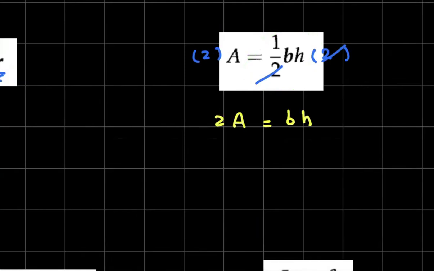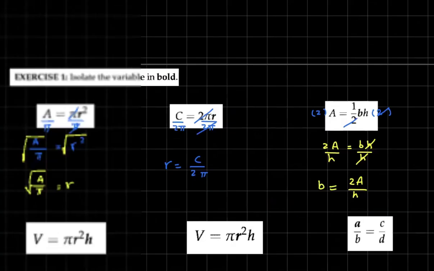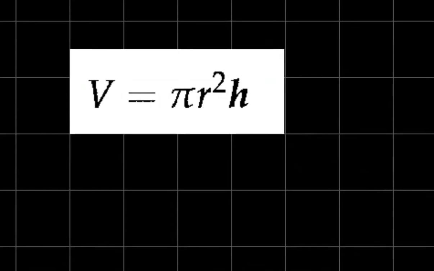What do we need to get? We need to get b, so divide both sides by h. So this cancels this. So what is the value of b? B is 2a over h. Good.